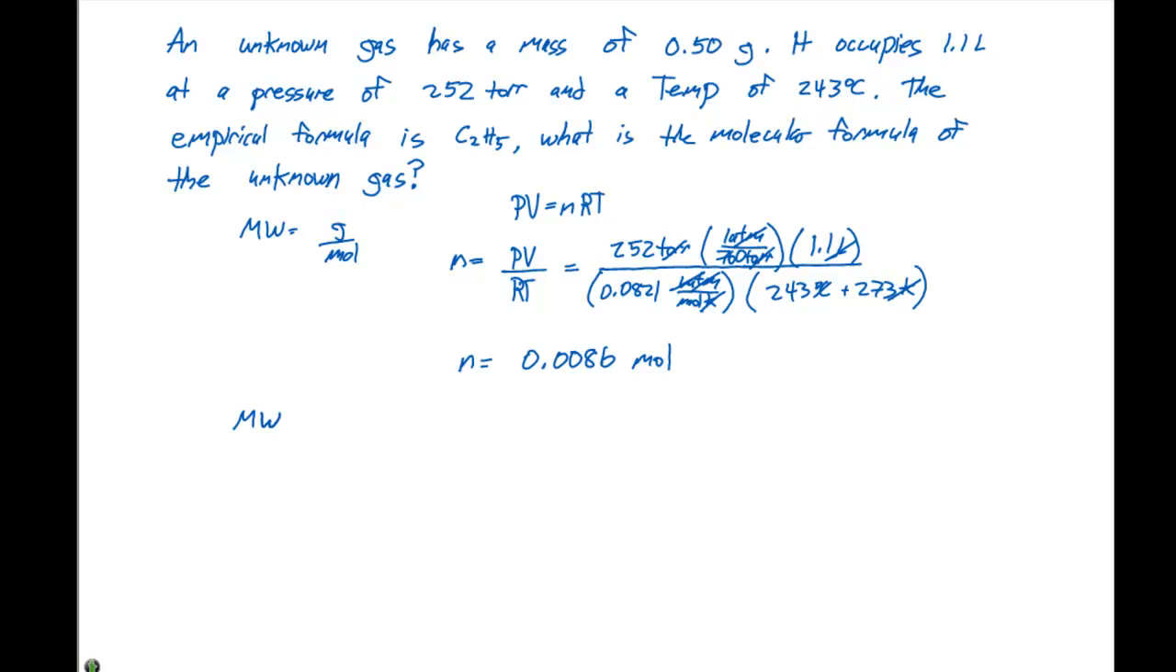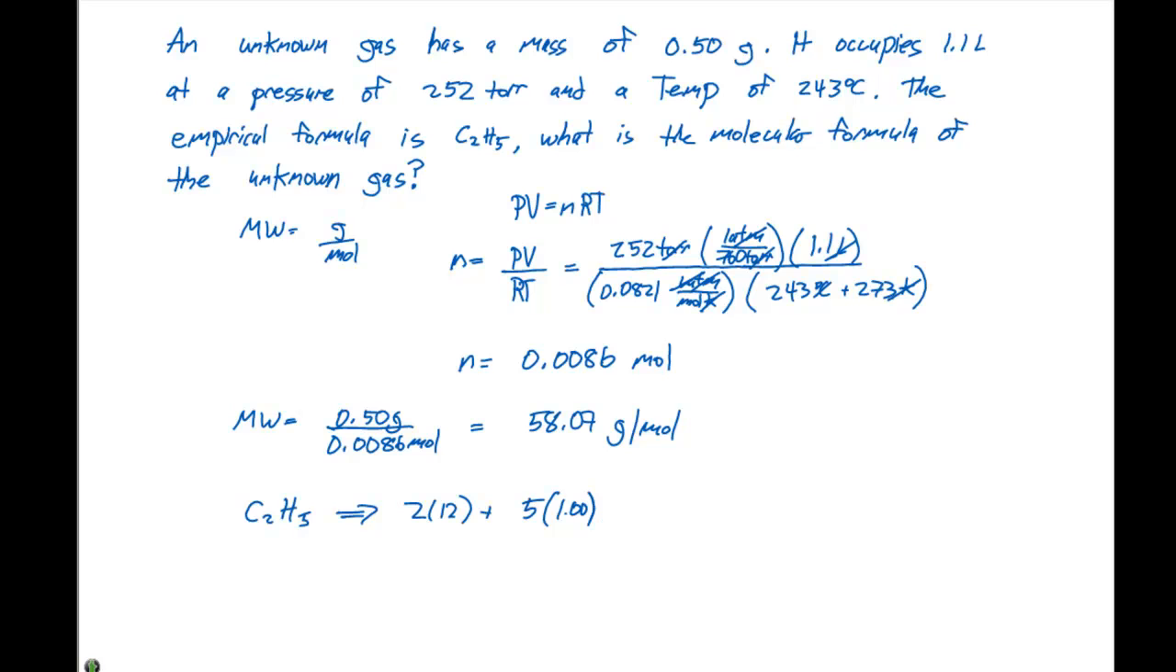Again, our molecular weight is going to be given in grams per mole. We are given in the problem that this gas is 0.50 grams, divided by 0.0086 moles. If we solve for this, we get a molecular weight of 58.07 grams per mole. We're told it has an empirical formula of C2H5. So to determine our empirical formula weight, it's going to be 2 times 12 plus 5 times 1.00. This gives us an empirical formula weight of 29 grams per mole.